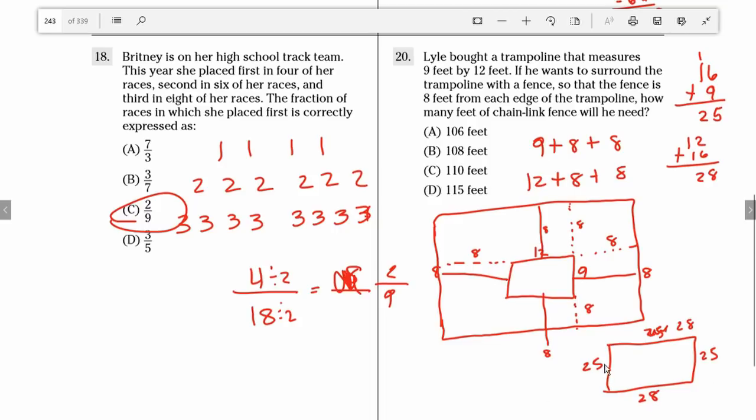So we just have to add all these up. 25 plus 25 is 50. But let me write that out. 25 plus 25 plus 28 plus 28. Again, this is 50. Let's find out what 28 plus 28 is. 8 plus 8 is 16, carry the 1. 2 plus 2 is 4, plus 1 is 5. So this becomes 56 plus 50, or simply 106 feet.